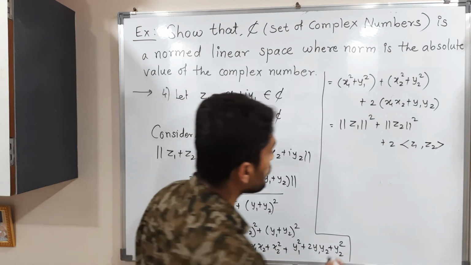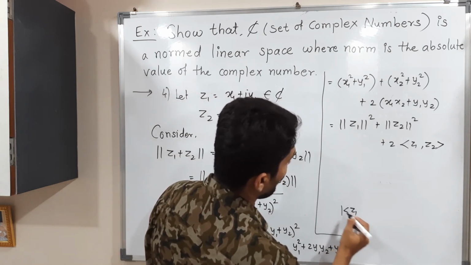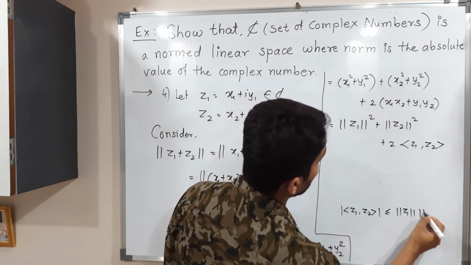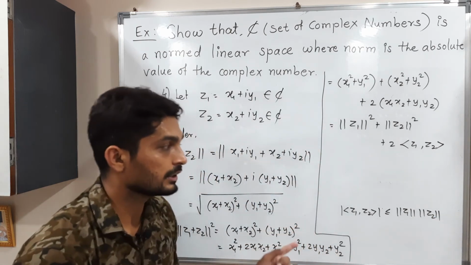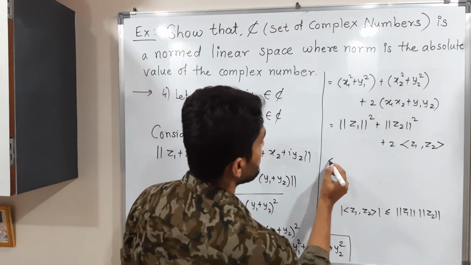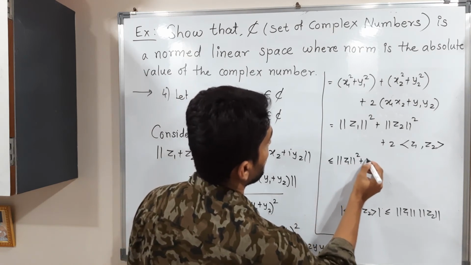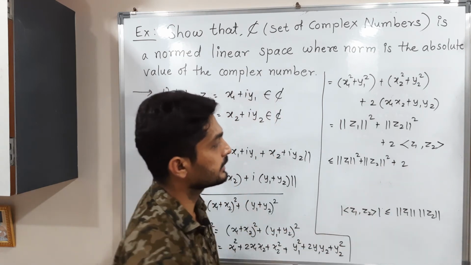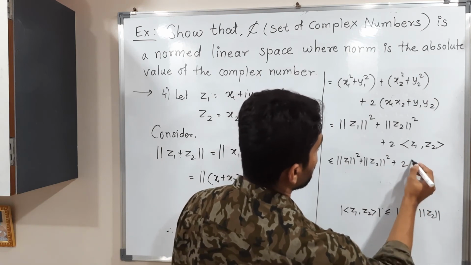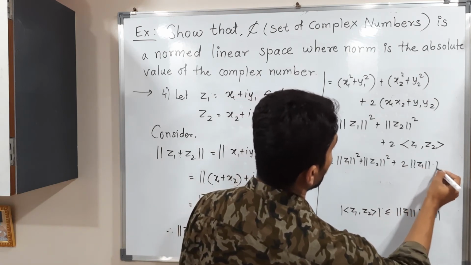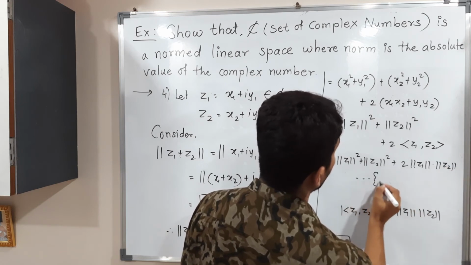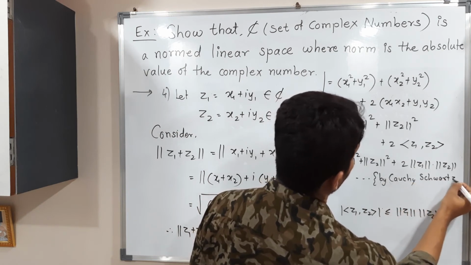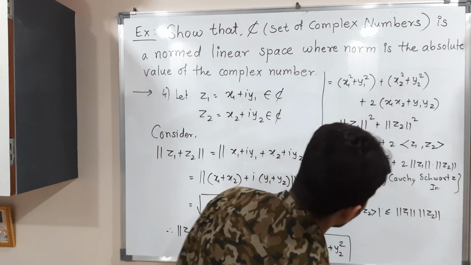After that, there is the Cauchy-Schwarz inequality. It says the modulus of the inner product of z1, z2 is less than or equal to norm z1 into norm z2. This inequality I'm going to use. So this is less than or equal to, the first term is the same, I'm not touching it. The second term is also the same, but I'm talking about the last term. For the last term, this is less than or equal to norm z1 into norm z2, by the Cauchy-Schwarz inequality, the short form I use.